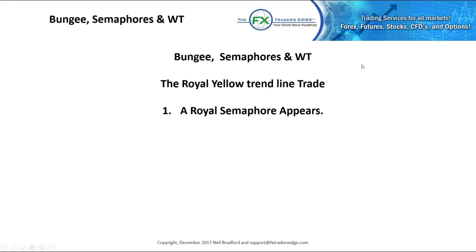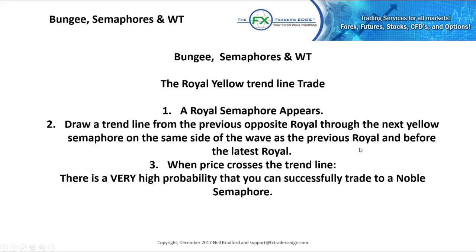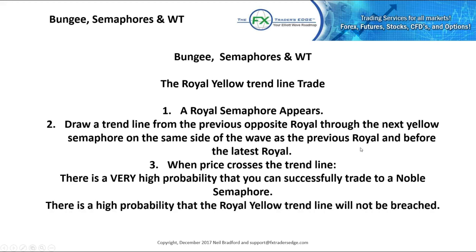A royal semaphore appears. Draw a trend line from the previous opposite royal semaphore through the next yellow semaphore on the same side of the wave and before the latest royal that you're testing for. When price crosses the trend line, very high probability of trading to a noble, high probability of trading to a royal.